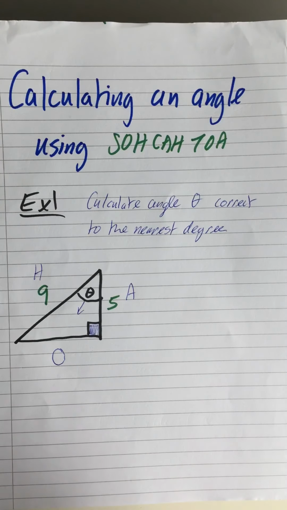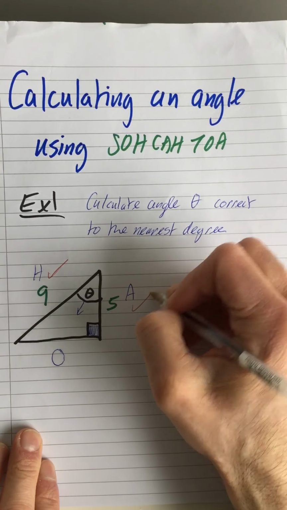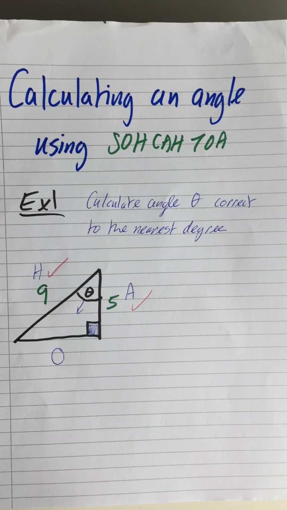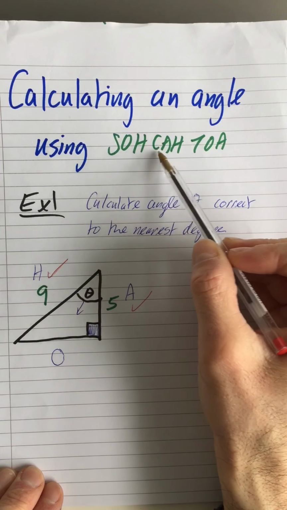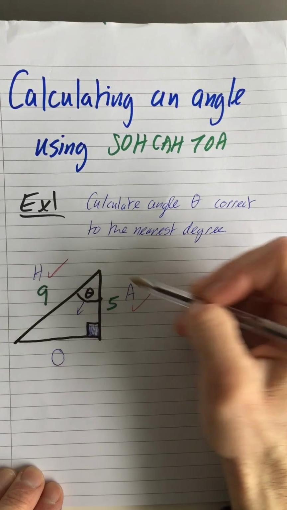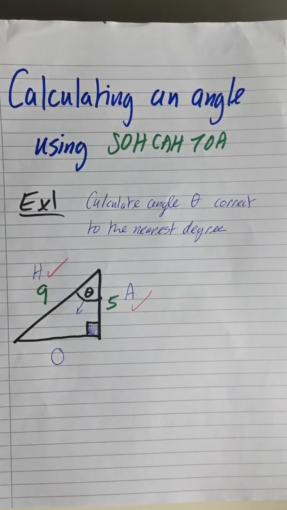Next step is tick the things I know. I know what H is. I know what A is. I don't know O. Which one of the three ratios am I going to use? Am I going to use sine, cos, or tan here? Well, I have A and I have H. So I'm going to choose cos.